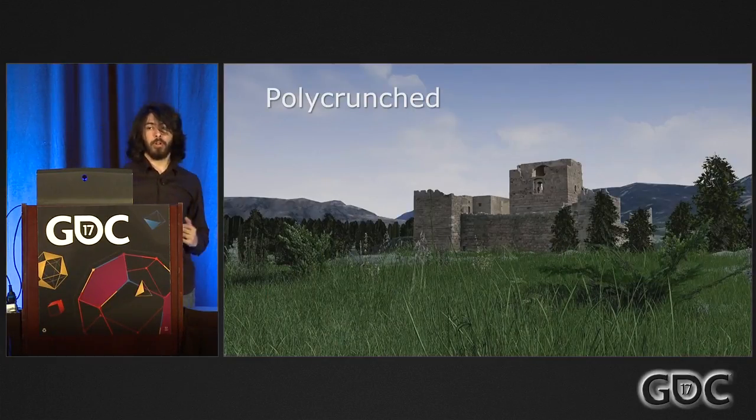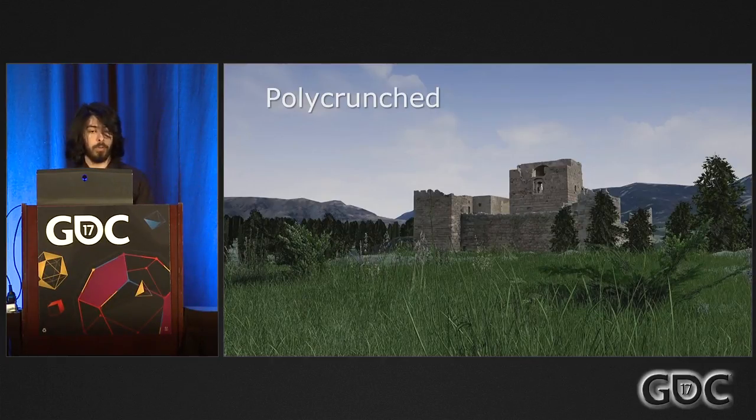Then you create a polycrunch version and put it in a game engine, and now your gameplay programmer can work on the gameplay while your artist can slowly start replacing the pieces with better looking ones.